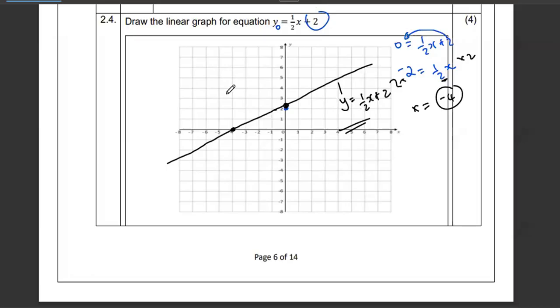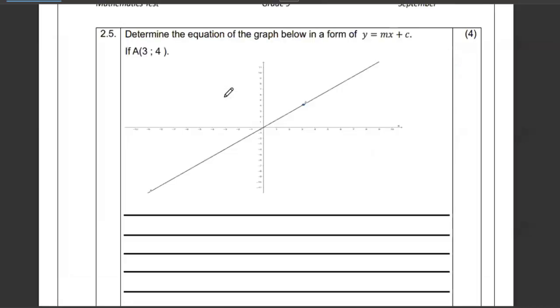All right, then 2.5, they want the equation. Why are they asking for lots of equations? So this point A, I'm seeing the coordinates to be 3.